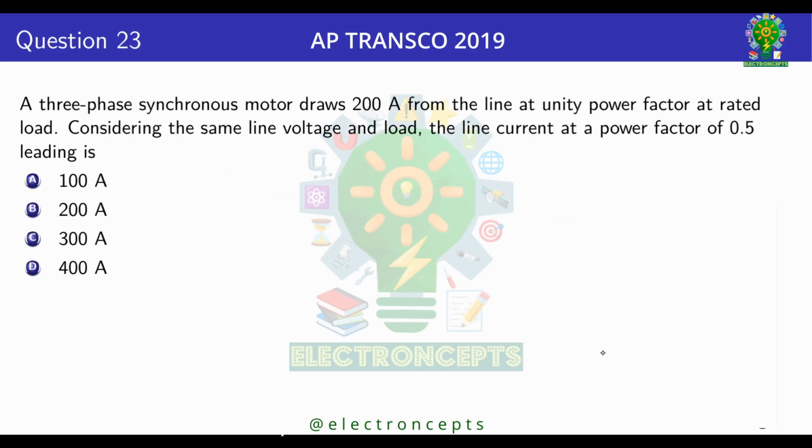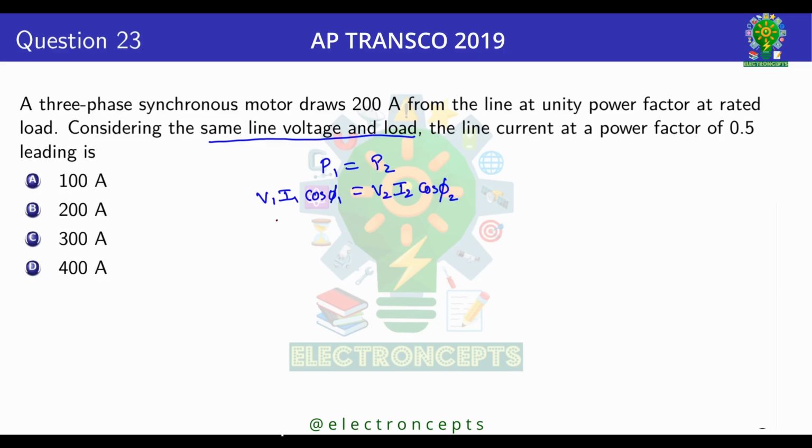Question number 23. A three-phase synchronous motor draws 200 amps from the line at unity power factor at rated load. Considering the same line voltage and load, we need to calculate the line current at power factor of 0.5 leading. It is given that the line voltage and load is same. Therefore, the real powers will be same, which means P1 is equal to P2, which is V1 I1 cos phi 1 is equal to V2 I2 cos phi 2.